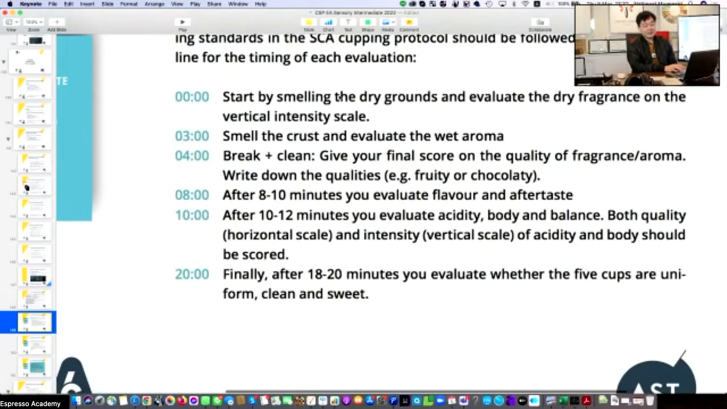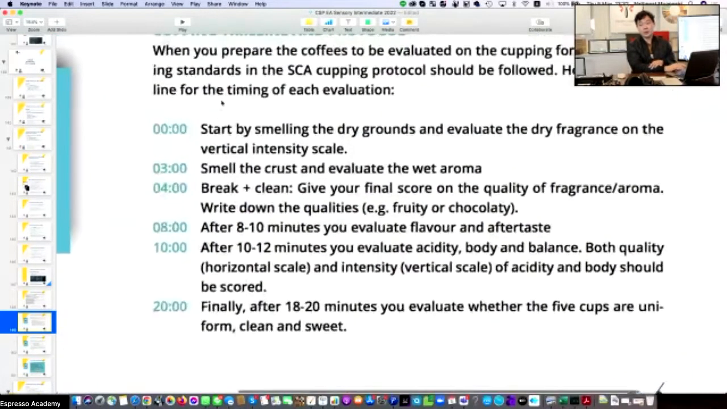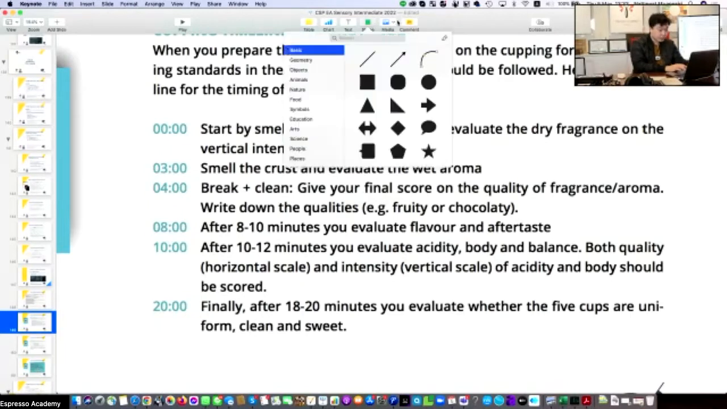First, you evaluate only the fragrance. The fragrance will be scored within 15 minutes after you grind the coffee. Once the water hits, during the time you wait, you want to evaluate the wet aroma at 3 to 4 minutes. Make sure you see where I say 3 to 4 minutes.